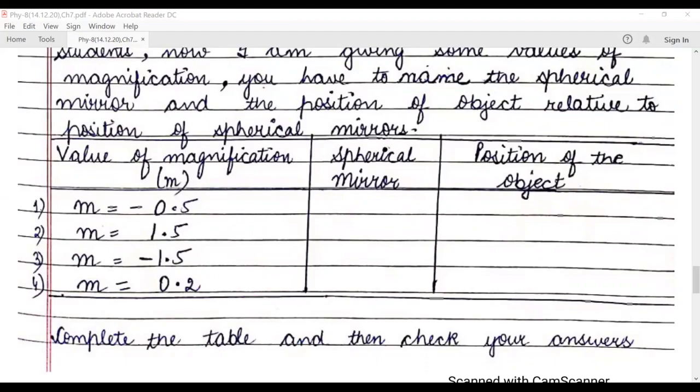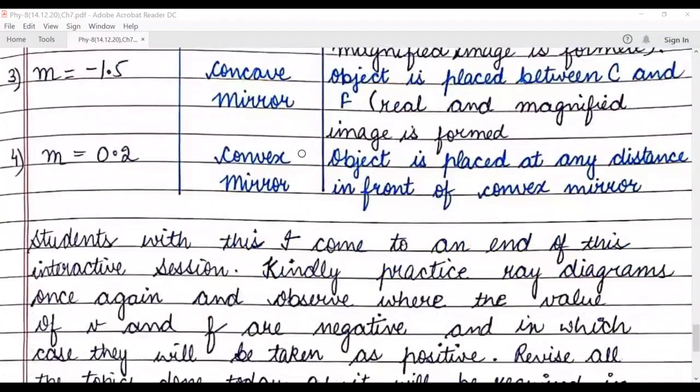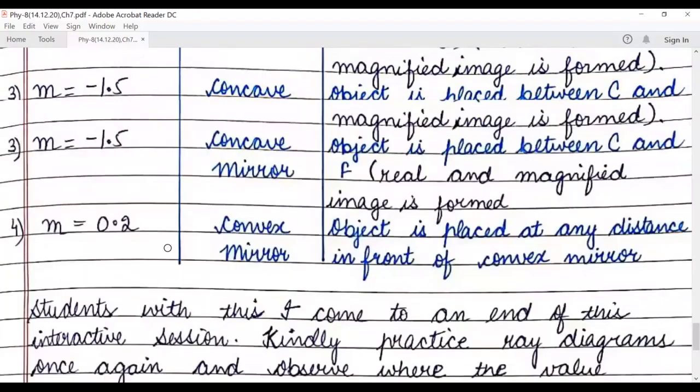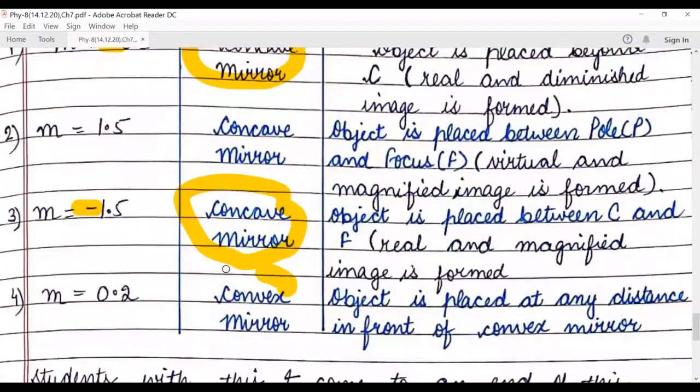So in the fourth case, students, what shall we say? We can say that the mirror is a convex mirror and the object is placed at any distance in front of a convex mirror. Similarly, now coming to the first part, minus 0.5. Negative means real image. Students, real image is always formed in a concave mirror. So for the first part and third part, the mirror is concave, and for the fourth part it is convex. This is clear to us.